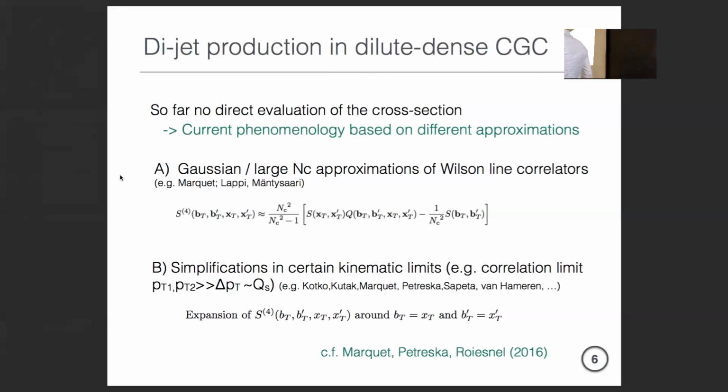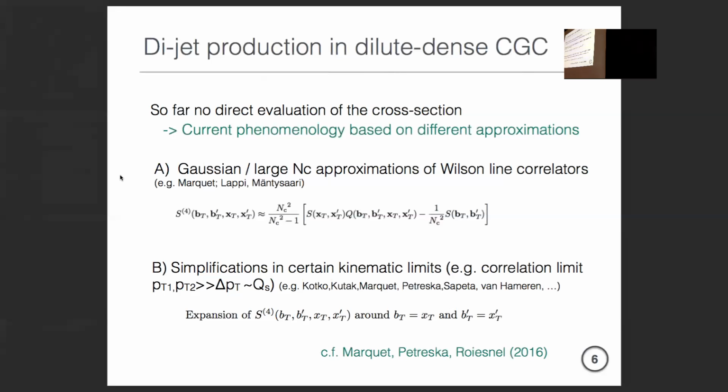Okay, so even if you do the simplification, this is still a very complicated calculation. Actually, what's much easier to use for phenomenology is essentially the second one, where you go to what people call the correlation limit. What does one look at? One has the momenta of the two dijets, right? And one basically goes to the limit where the momenta of the two dijets are both much larger than the momentum imbalance of the dijet pair, which can be on the order of the saturation scale, right?